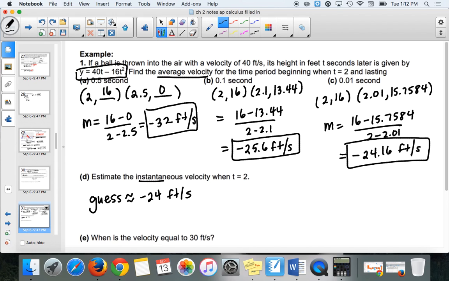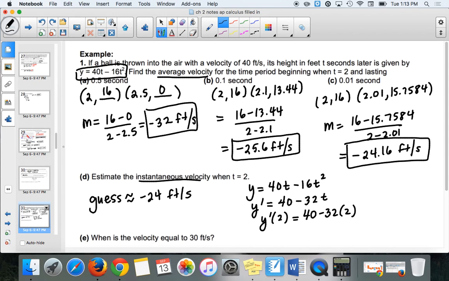But if I actually want to find it, if I asked, what is the instantaneous velocity at time t equals 2? Then I take my original, which was my height function or position function, and I take the derivative, so I have 40 minus 32t. When I plug in my time 2, I do get negative 24. So negative 24 feet per second.